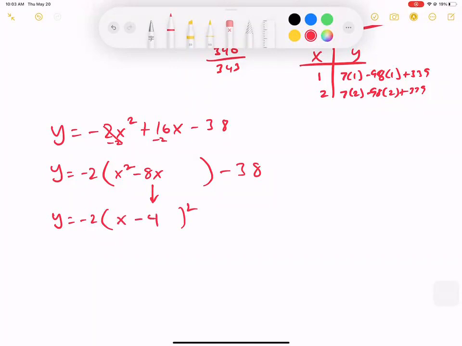So what's the c value we need to make this perfect square happen? 4 times 4 is 16. So I'm going to write plus 16 minus 16, because you can't just come up with numbers. If I borrow 16, I need to pay it back with another 16.